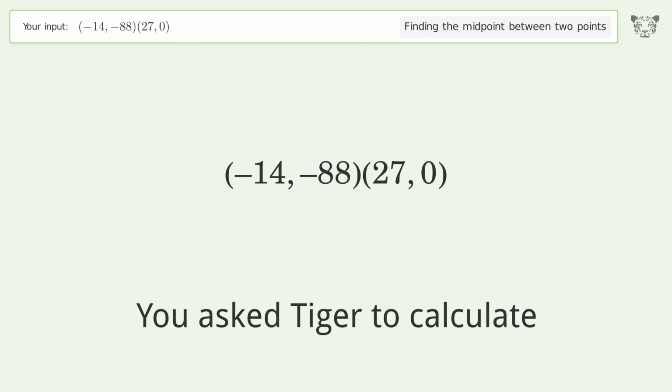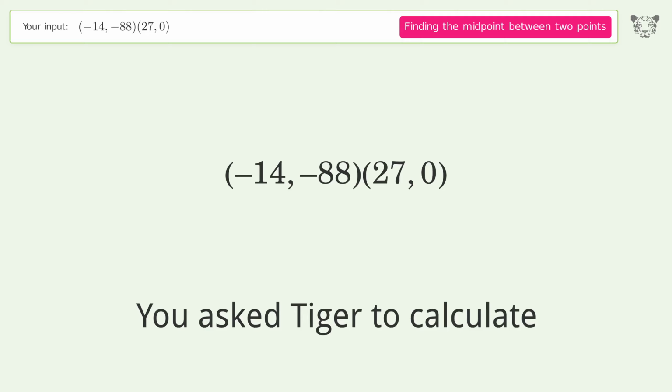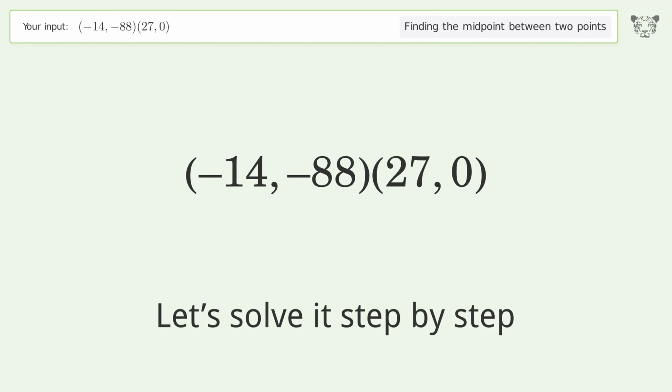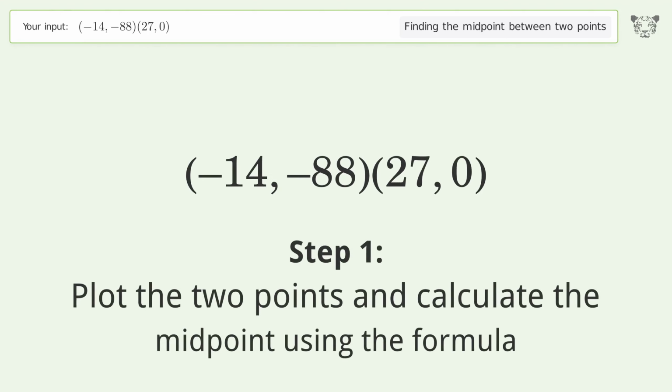You ask Tiger to calculate. This deals with finding the midpoint between 2 points. The midpoint between the 2 points is 6.5, -44. Let's solve it step by step. Plot the 2 points and calculate the midpoint using the formula.